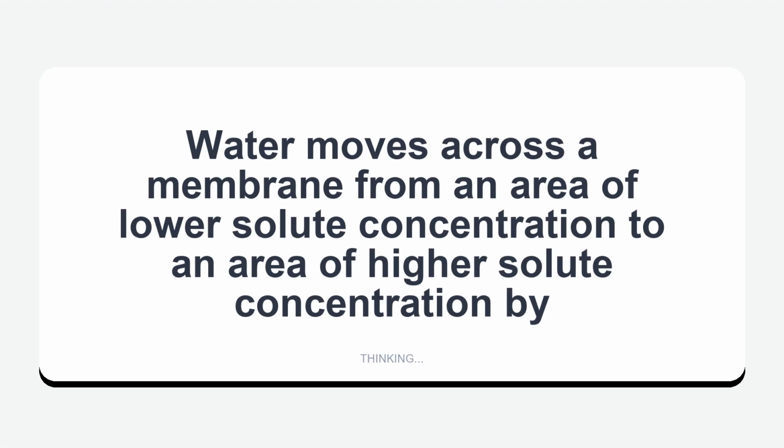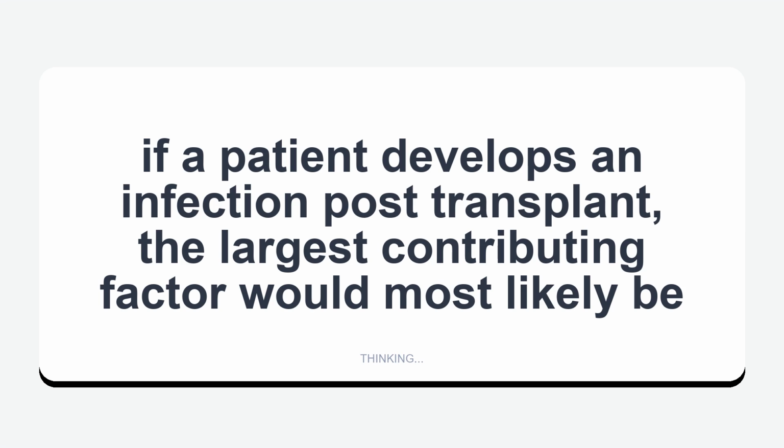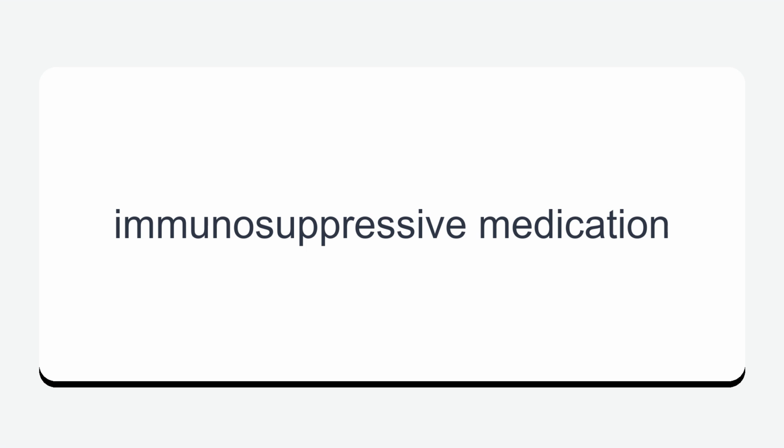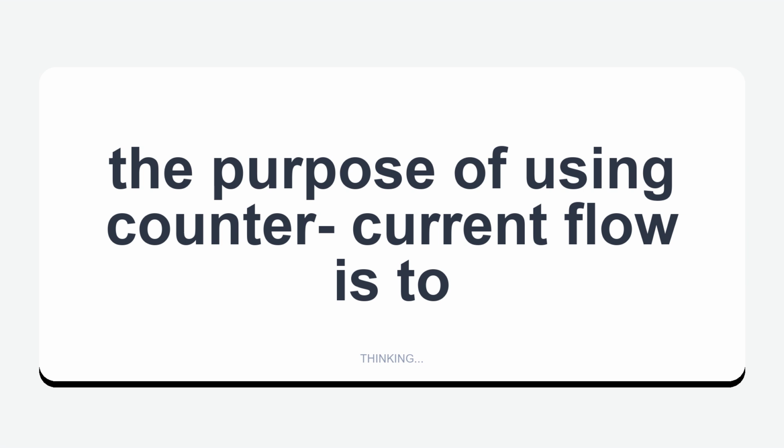Water moves across a membrane from an area of lower solute concentration to an area of higher solute concentration by osmosis. If a patient develops an infection post-transplant, the largest contributing factor would most likely be immunosuppressive medication. The dextrose used in the dialysate for peritoneal dialysis can cause hyperglycemia. The purpose of using counter current flow is to increase the rate of waste removal.